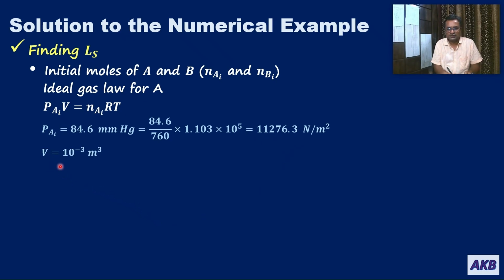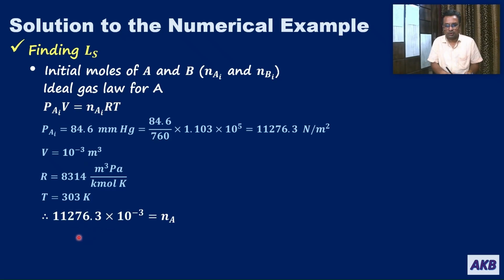Then volume is given to us, it is 10 to the power minus 3 meter cube. The value of R that I will be using in this case is 8314, and the units with this value are meter cube Pascal per kilomole per Kelvin. So volume is in meter cube, pressure is in Pascal, that is Newton per meter square, amount is in kilomole and temperature is in Kelvin. So after using this value, I will be getting NAI in kilomole. Temperature is given to us, it is 300 Kelvin.